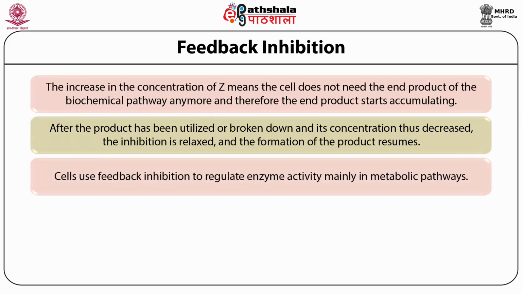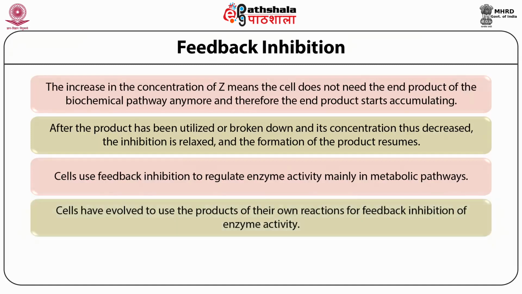So cells use this feedback inhibition to regulate enzyme activity mainly in metabolic pathways, because many times those metabolic reactions are essentially required, and many times they are not required. This feedback inhibition has basically evolved in such a way that it uses the end product, or many times some intermediates, as a negative effector molecule.